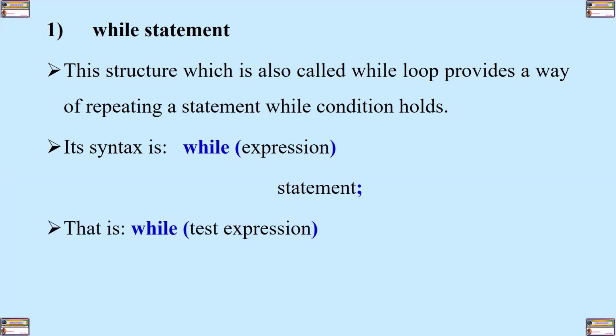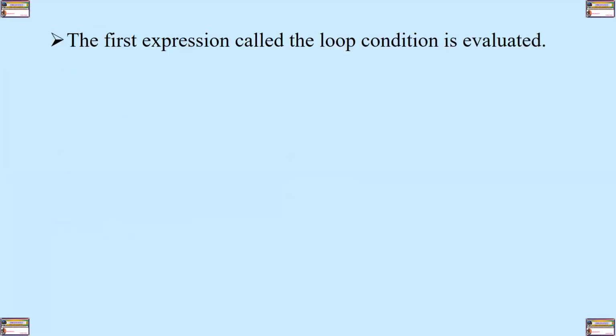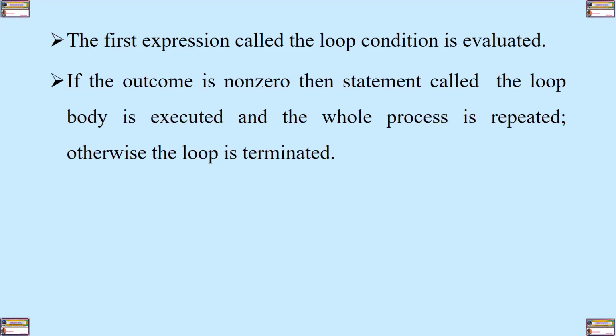So while the condition is true, or a certain expression is evaluated true, execute a block of one or more statements. The first expression, called the loop condition, is evaluated. If the outcome is non-zero, then the statement called the loop body is executed and the whole process is repeated.